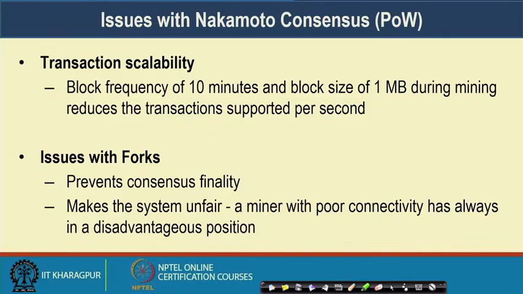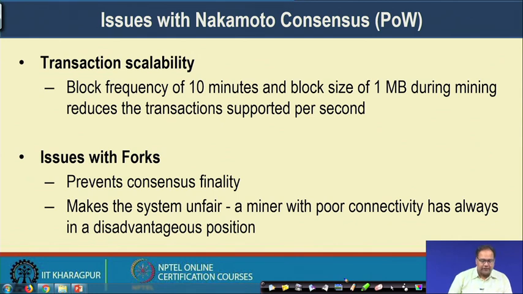So, when you use the standard values which have been used in the proof of work based protocol, the first problem was transaction scalability. As I have mentioned, there are two magic parameters in Nakamoto Consensus. First is the block frequency. You can generate a block roughly every 10 minutes. That is a rough estimation of how frequently you can generate a block based on the mining difficulty. The mining difficulty actually controls the average frequency of block generation. So, that is one magic parameter.